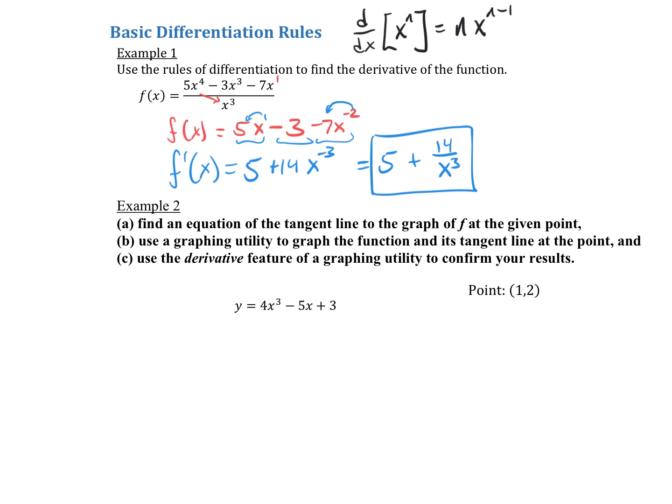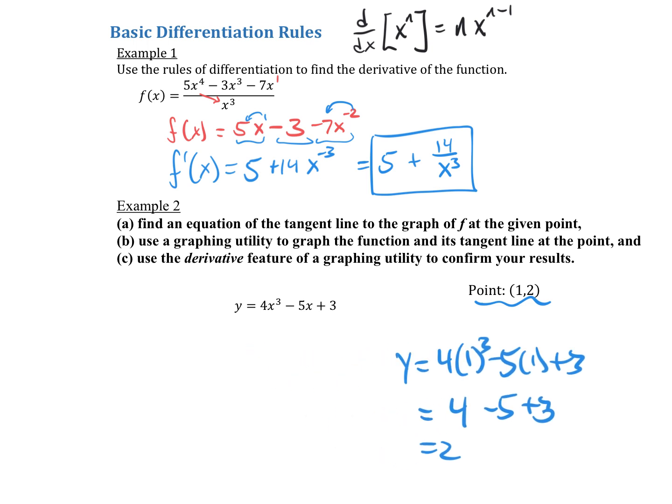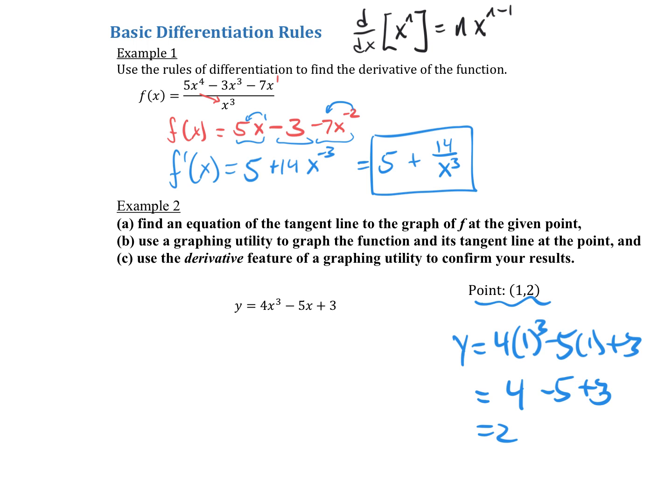Let's start by taking the derivative here. Well, actually, before we do that, notice this. Here we have a point. This is just saying when x is 1, y is 2. Let's confirm that. 4 times 1 cubed minus 5 times 1 plus 3. So that's going to be 4 minus 5 plus 3, which is 2. All right? So that is our point 1, 2.